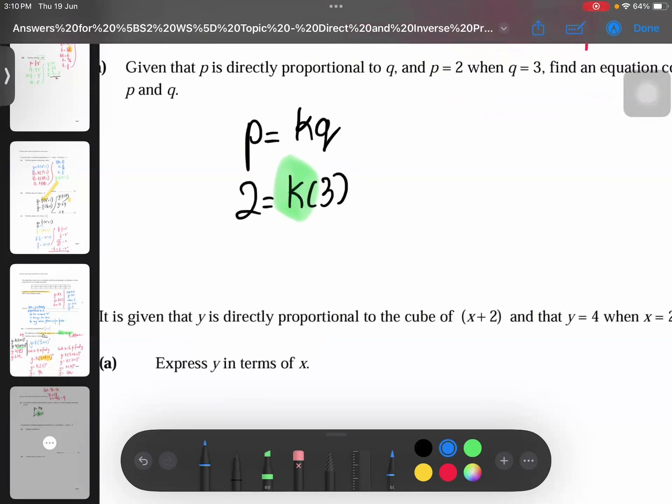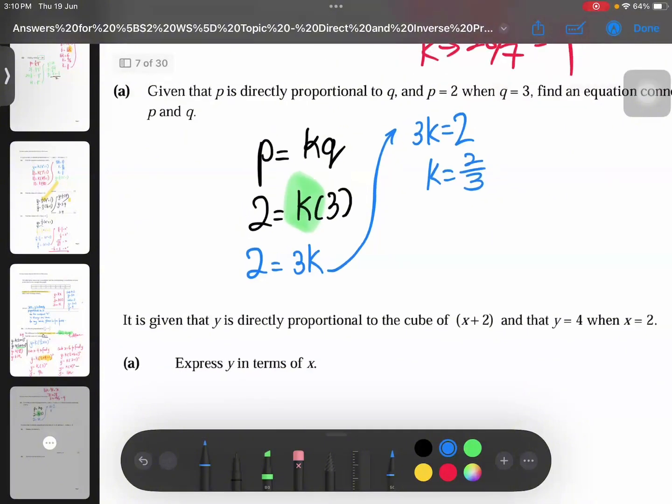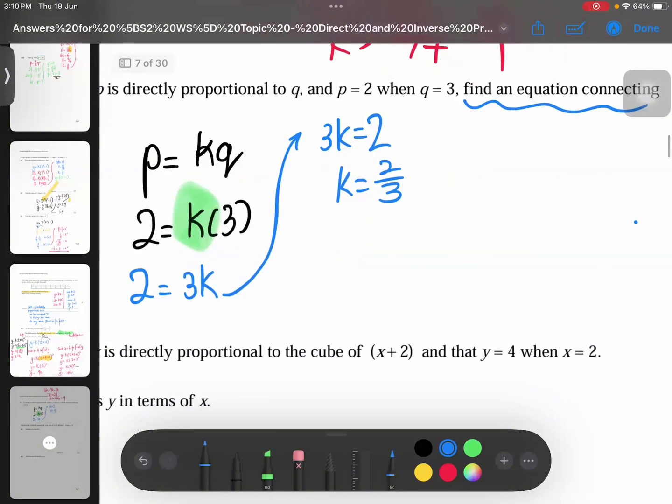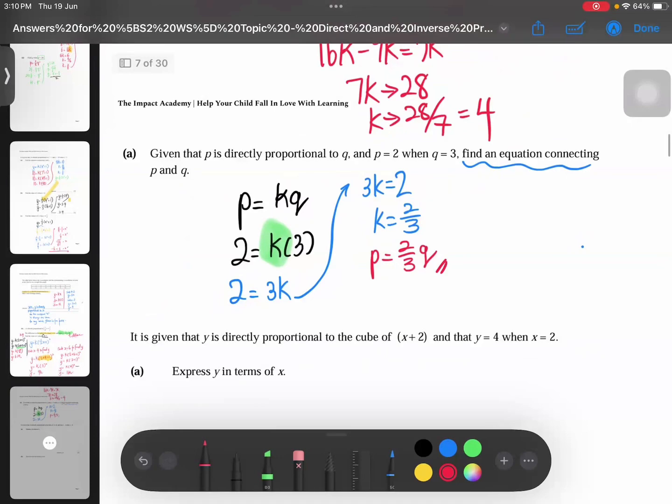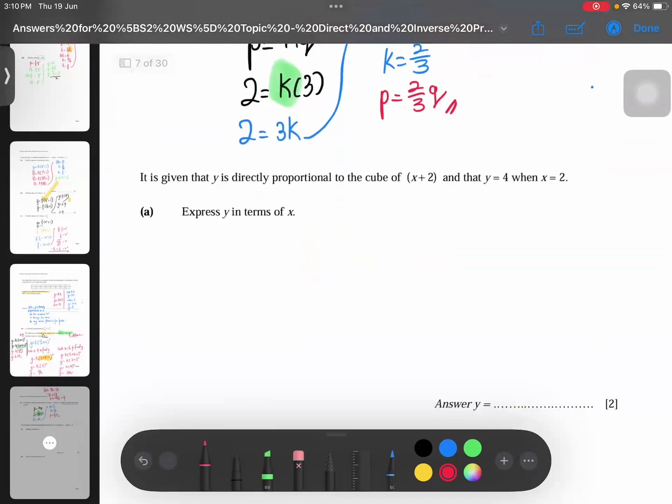Am I making sense? All right, so 2 equals 3k. What you're going to do is 3k equals 2. So k equals 2 over 3. Can you understand? So what you're going to do is find an equation. Agree or disagree? All right, so P equals 2 over 3 Q. Does that make sense to you? So to find the equation, this is the equation. Do you understand?